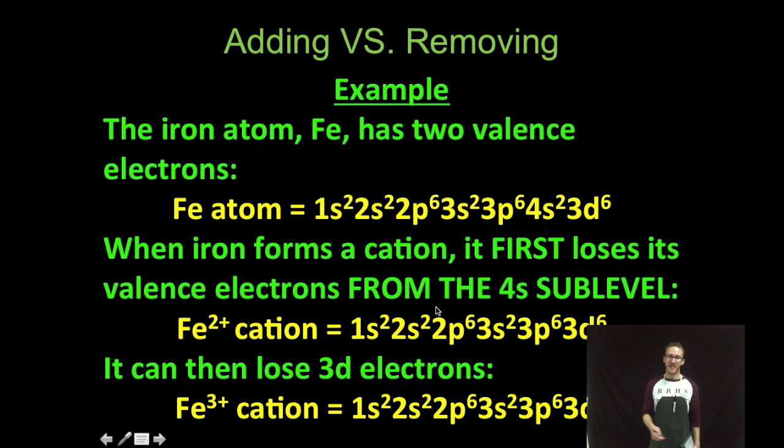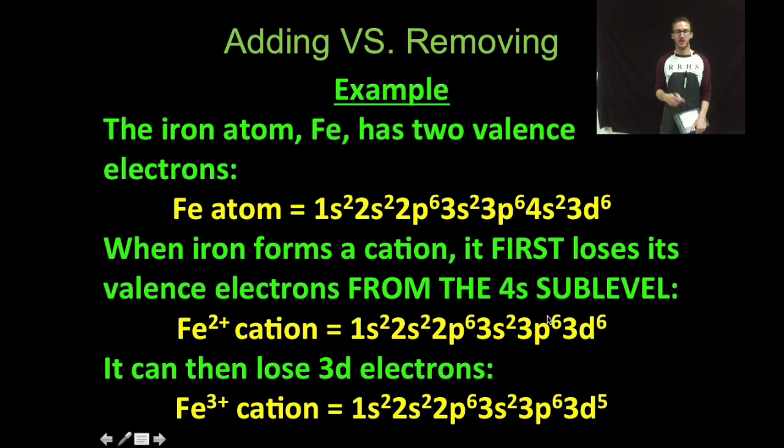Quick example, take a look at the configuration for iron. It has 2 valence electrons in that 4th main energy level. It's written just like all the configurations we've been discussing. But when you're describing the ions, when it has lost electrons, it's first going to lose them from that 4s sublevel. So check out the iron 2+ cation. Notice the 2 electrons that were removed to give it that 2+ charge came from the 4s sublevel. Iron will also commonly form the iron 3+ ion, and at that point it will remove the electrons from the 3d sublevel.